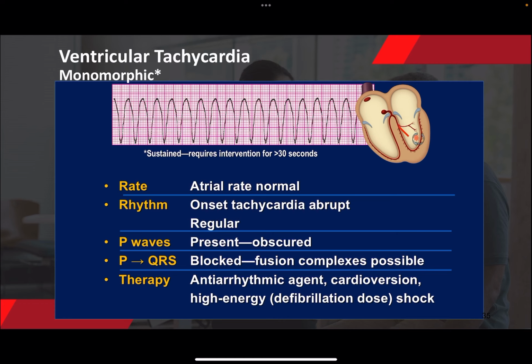All right, the next one is ventricular tachycardia. It is like this: your ventricle is pumping too fast and too hard, therefore obscuring the P wave, so you cannot see the P wave. This is monomorphic ventricular tachycardia. It looks the same at all times. Mono means one, morphic is the appearance, so there's one appearance for the whole rhythm throughout the ECG.